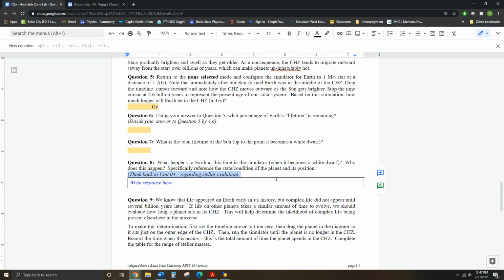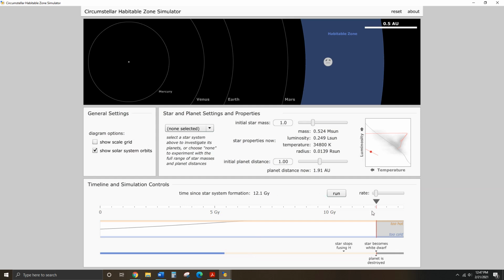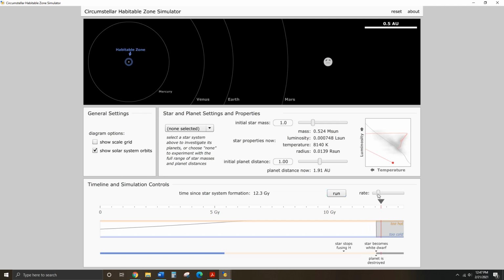In Unit 4, we talked about how stars change through time. So I'm going to let the simulator play through. You can rewind and fast forward a couple times, but let's see what happens. So let's watch what happens when the sun becomes a white dwarf. Oh, that's way too fast.